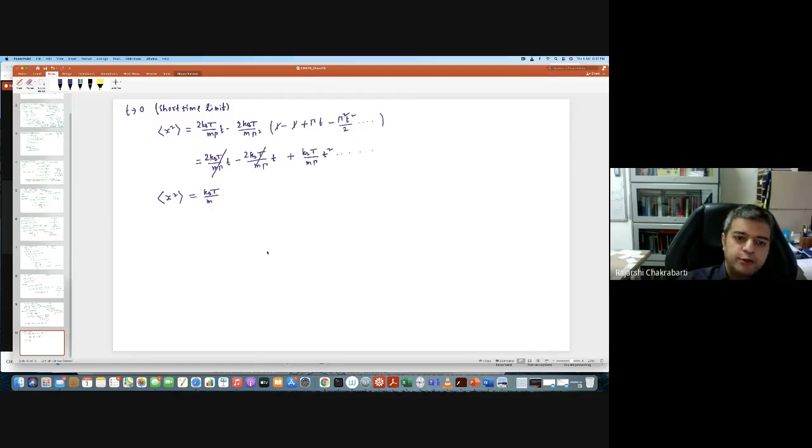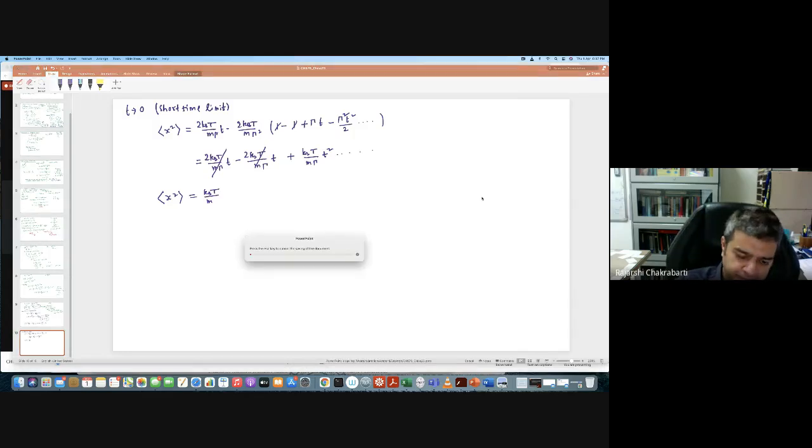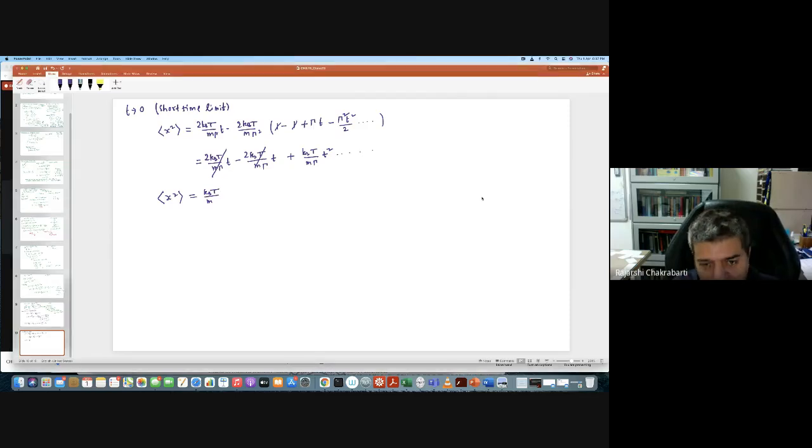The last line I want to write. Just wait for a second. But you can see what is happening: your x square average is now proportional to t square, isn't it? It's k_B T over m times t square, which I'll write in a minute. But this is in the short time limit. For the long time limit, it is different.